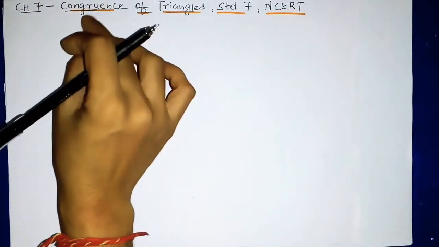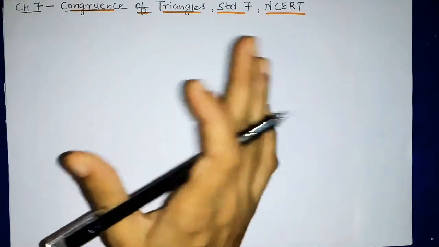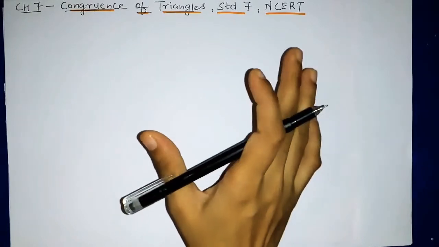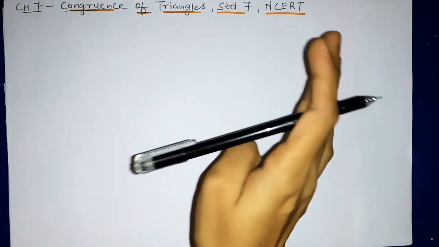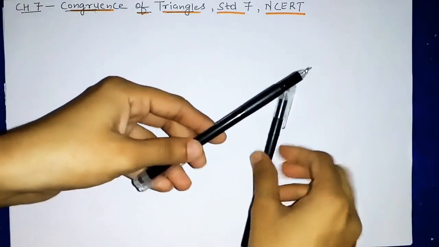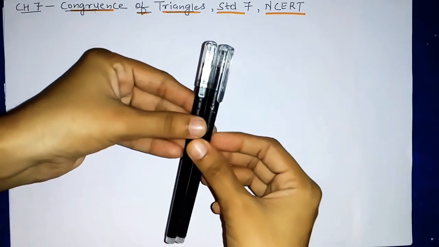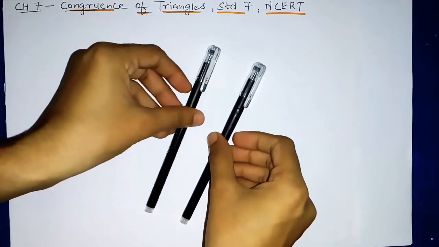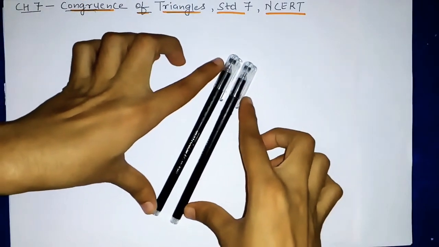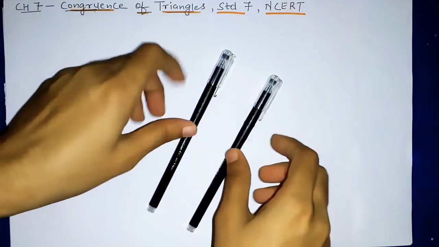First of all, congruence means when two objects are the same in shape and size, then such two objects are called congruent. For example, suppose I am taking these two pens. This is one pen, and this is another pen. If you see these two pens, both are the same in shape and size, so these two objects are congruent.